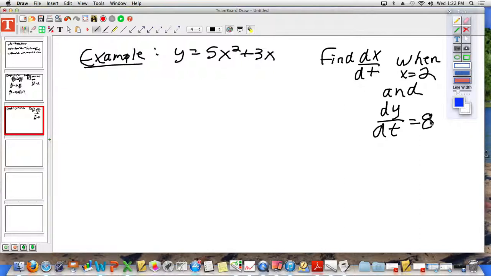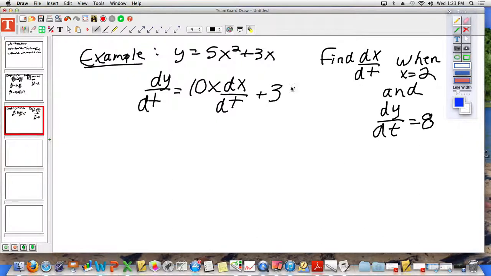All right, so we have to differentiate this now. What is the derivative of y? dy dt is equal to, what's the derivative of 5x squared? It's 10x dx dt. Very nice, you guys, very nice. Plus 3 dx dt.